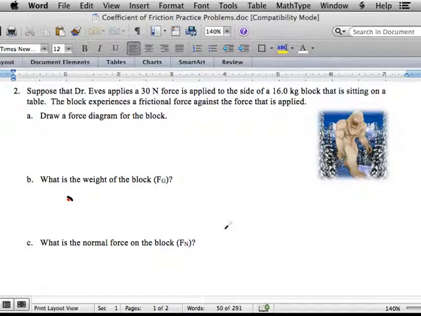All right, we're live. For this first one, suppose that Dr. Eve applies a 30 Newton force to the side of a 16 kilogram block. Right away, just based on this information, you should be able to go ahead and draw the block at 16 kilograms.